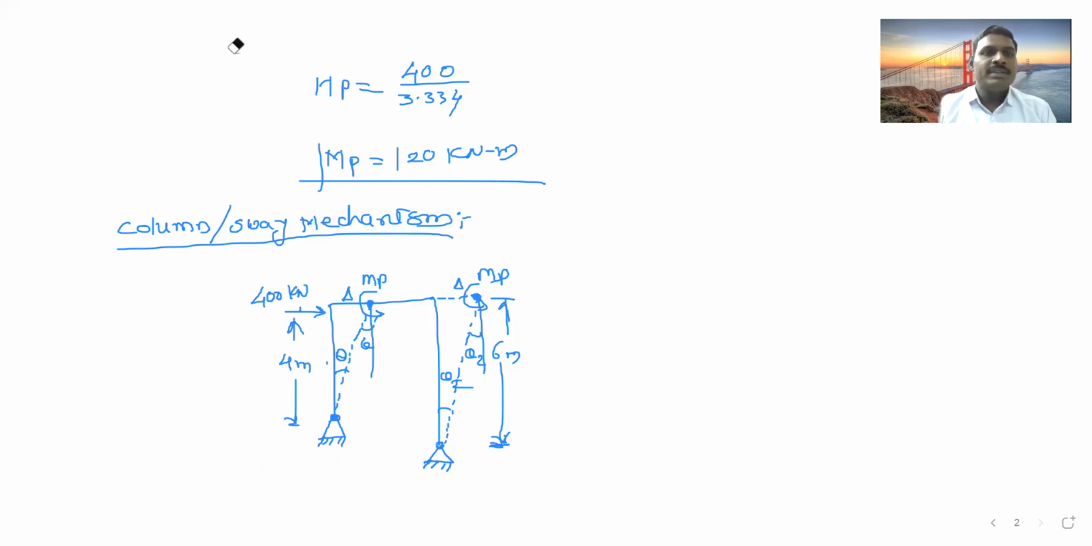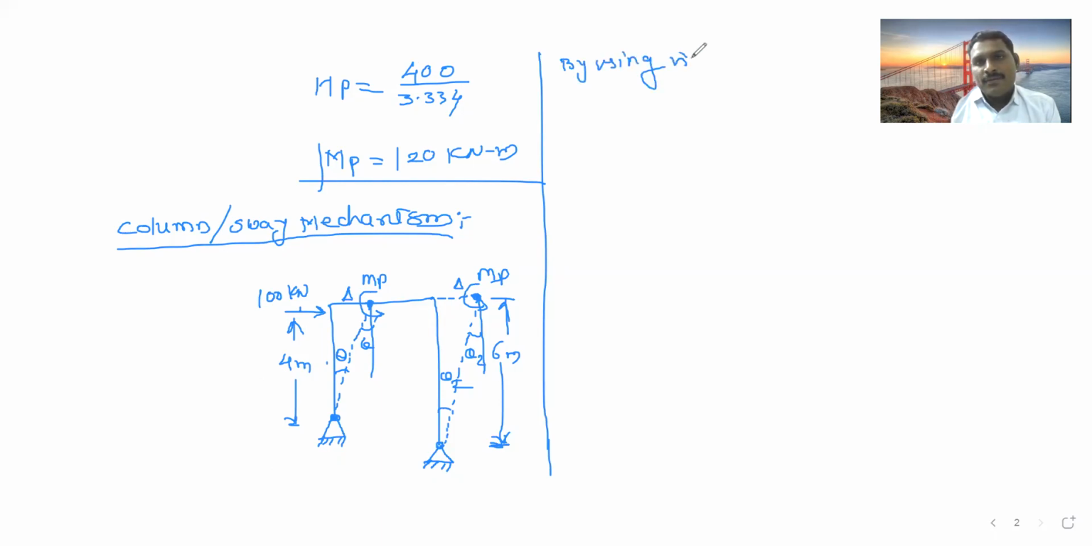Okay. So now we will solve again the same way. Sir, what is the horizontal load here, 400 or 100? Sorry, this is 100. Correct. This is 100 kilonewton. So now by using the virtual work method principle, the external work done is equal to internal work done.